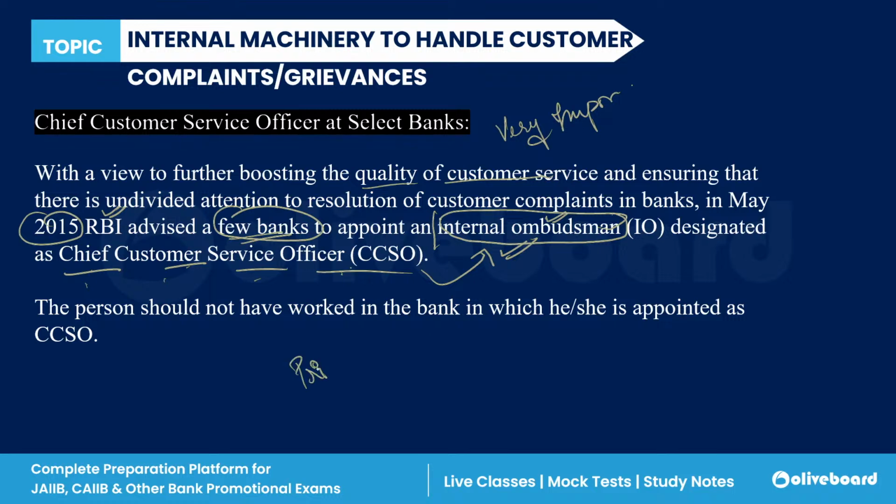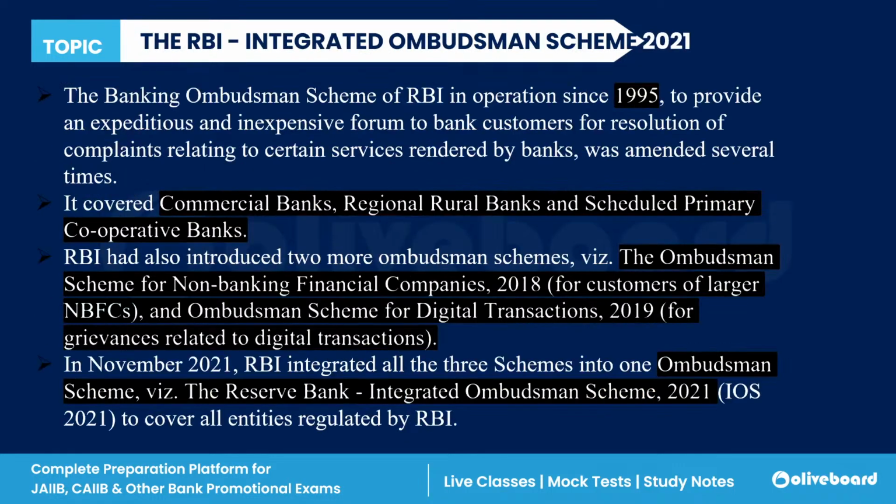So these two posts are, first of all, the principal nodal officer post, and second, again a very important post, the chief customer service officer. And the CCSO is also known as what? The internal ombudsman. Now, if we are going to discuss the RBI Integrated Ombudsman Scheme 2021, this is the integrated scheme. Why is it known as an integrated scheme? What are the concepts under this scheme? Now we have to discuss it completely.